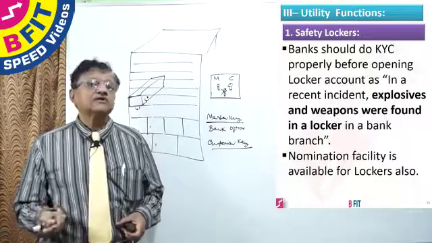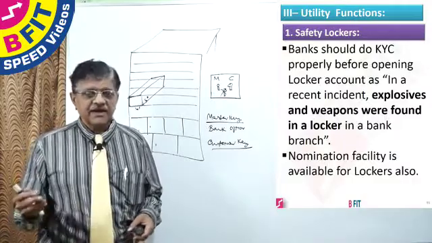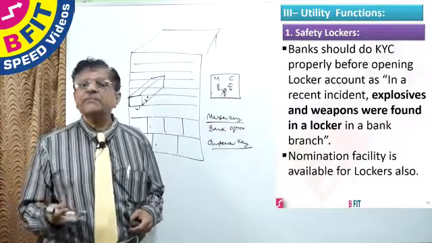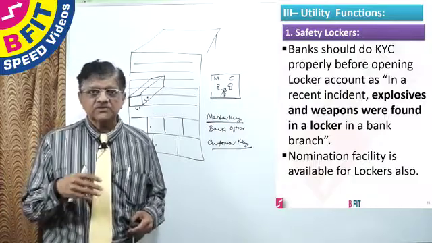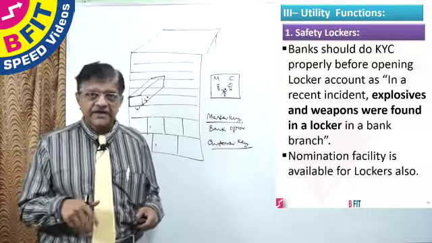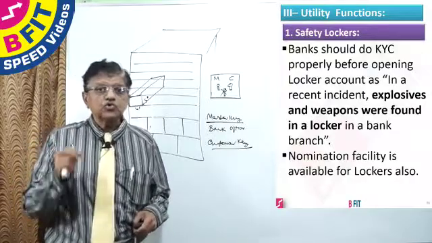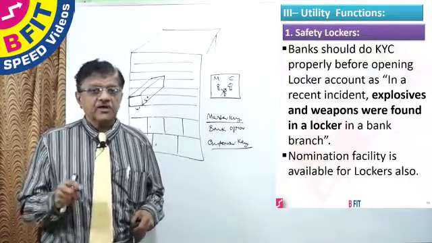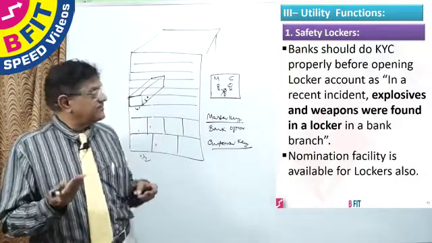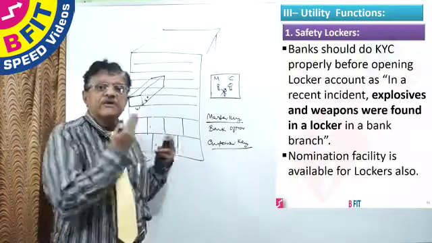And therefore, some undesirable elements have peeked in, and what they have done is they have kept explosives and weapons in some of the lockers. Some of the lockers were found to have explosives and weapons. And the Reserve Bank of India was shocked by this finding, and they have said now that you should do KYC properly for all locker units. Because the problem is bank is not a party to what is being kept inside.